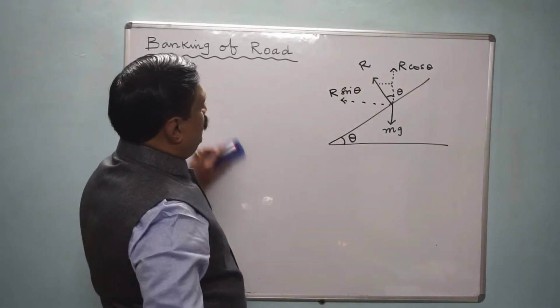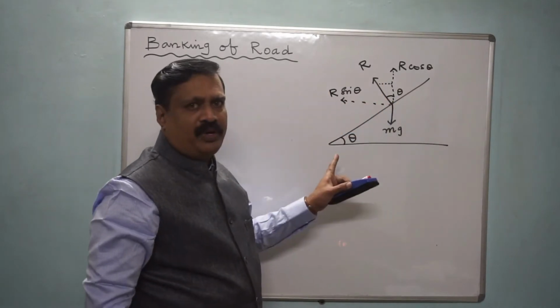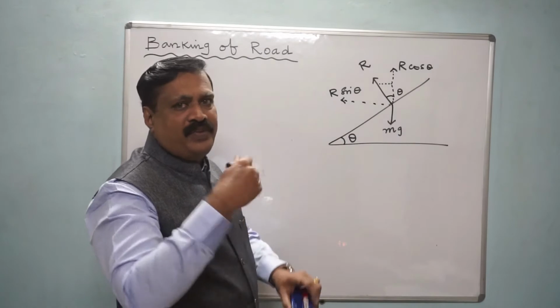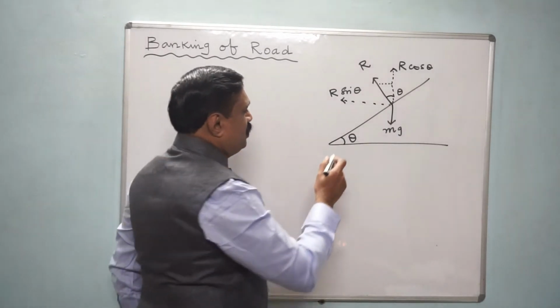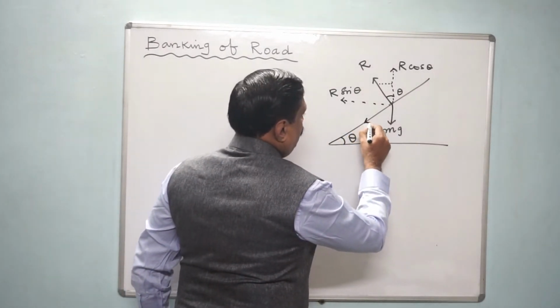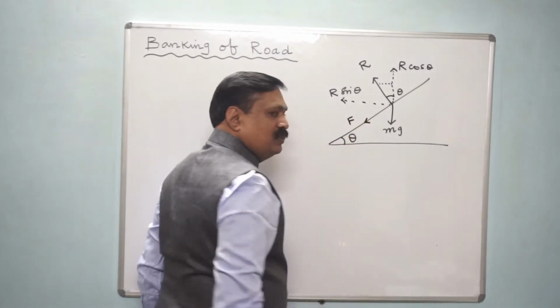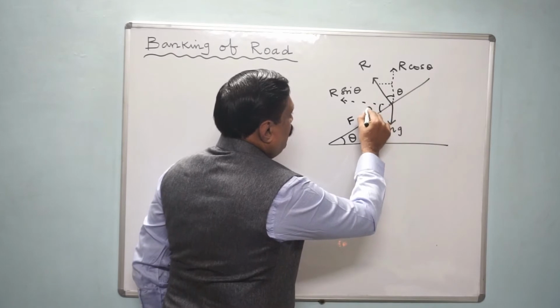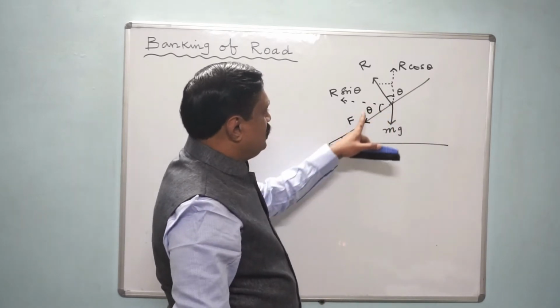Now R is resolved into two components. Why have we raised the platform? To provide centripetal force. Therefore you can write here F as the centripetal force. Later I will explain. Now this is the theta. If this is theta, this is also theta.